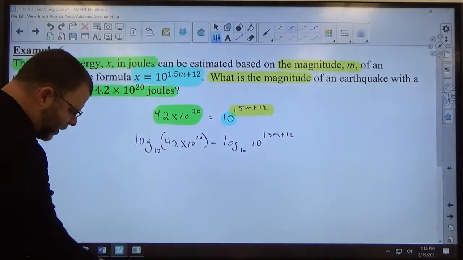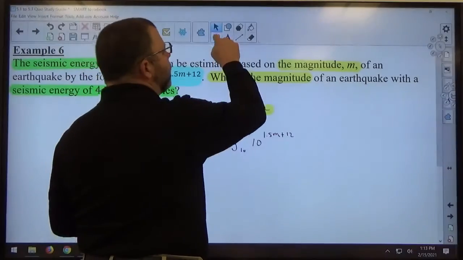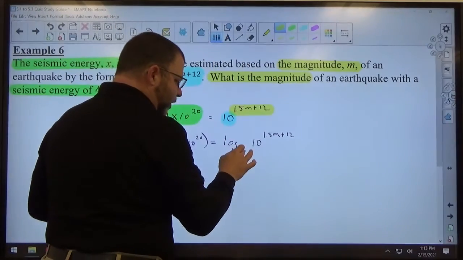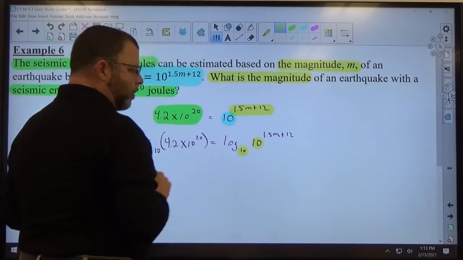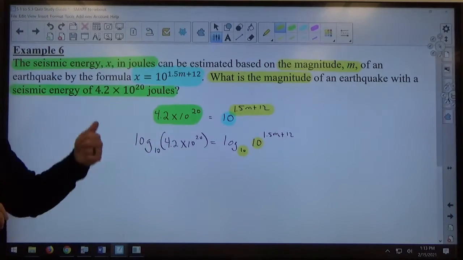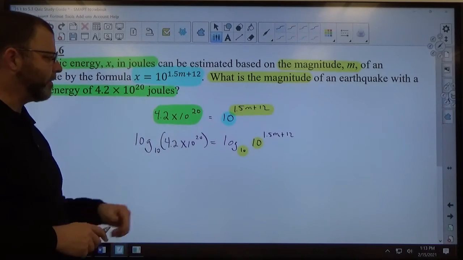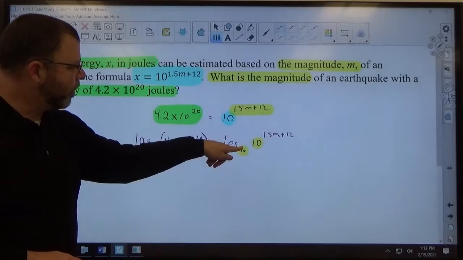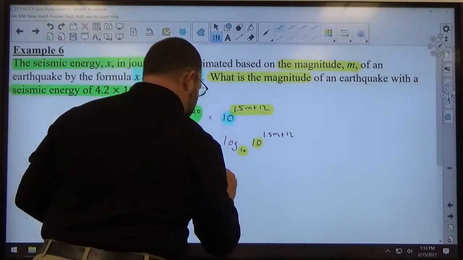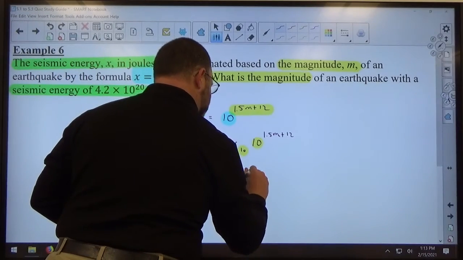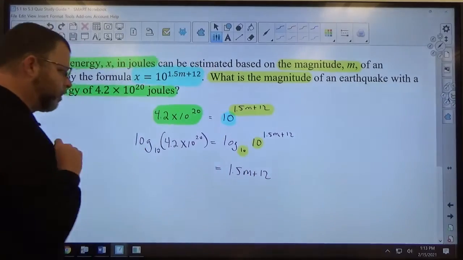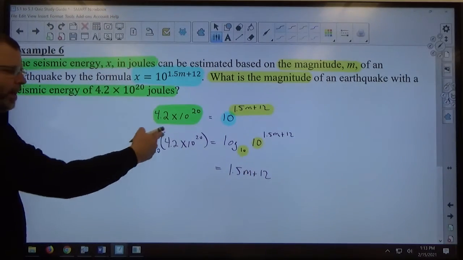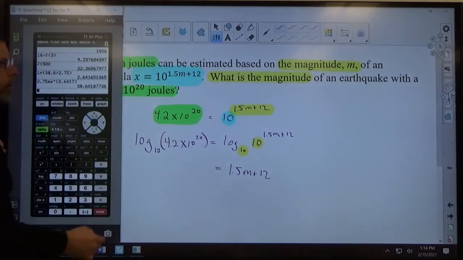We choose the base 10 logarithm purposely because when the base of the logarithm matches the base of the power expression, the end result is simply the power. So the right-hand side, a base 10 log of 10 to a power, is simply going to be that power. And over here, the base 10 log of this number can be evaluated with a calculator.